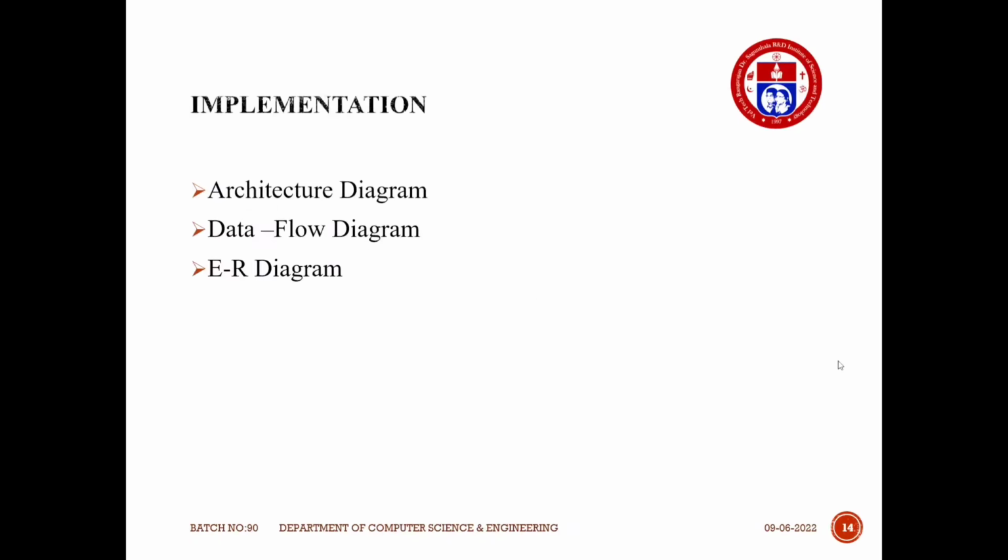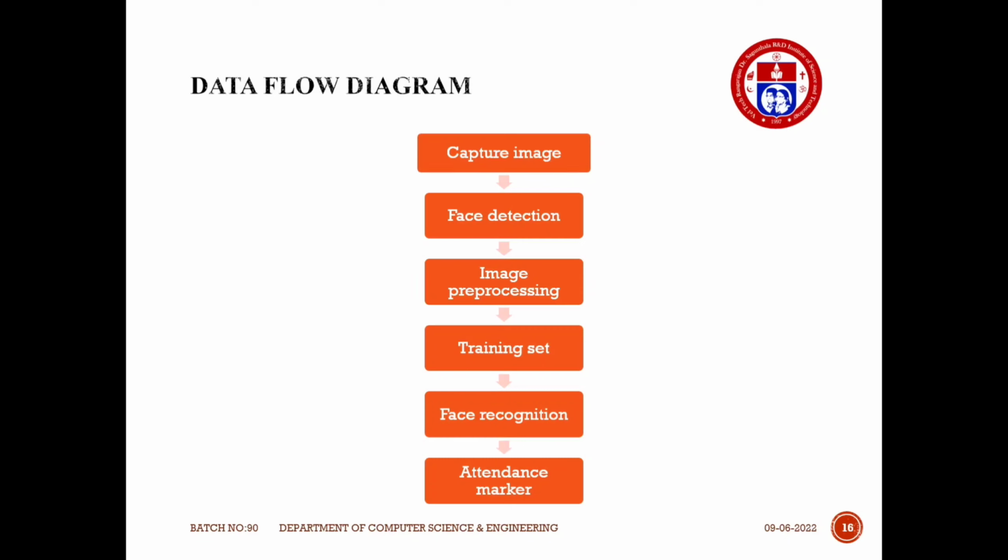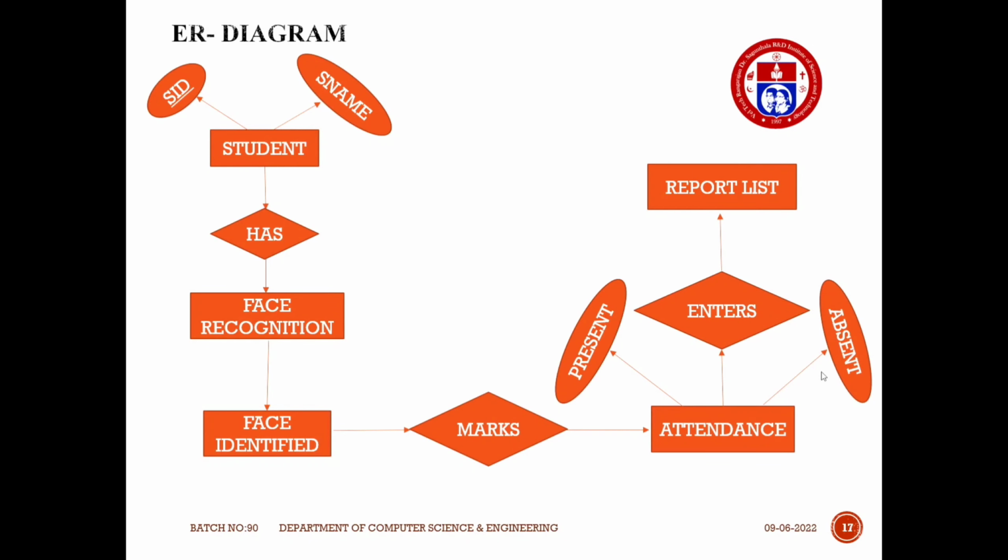This is the implementation architecture diagram. The camera captures the face, detects it, and registers it into the image dataset. The dataset is created, and if the data is found, the face will be found. If not found, the camera will capture again. So it is used to capture images, detect faces, and process images, and using the training set we recognize the face and update it automatically in the attendance marker.